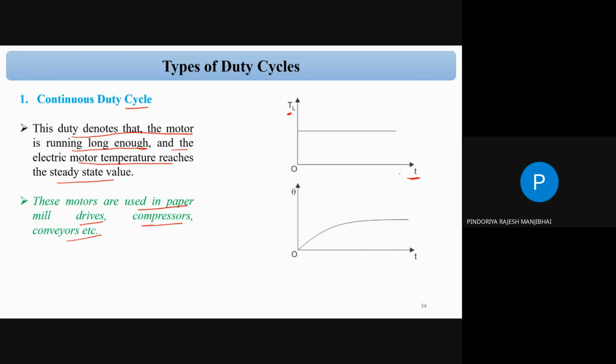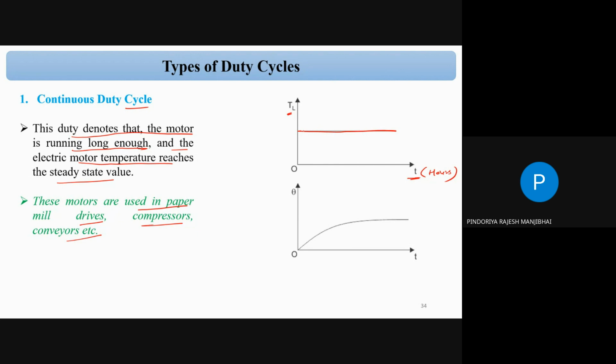Yeah, maybe the time in hours, correct? Because this is a continuous duty cycle, we can say time in hours. So you can see that load is a constant. In paper mills, compressors, and conveyor belts, everywhere the load is constant. We are not changing the load, correct?